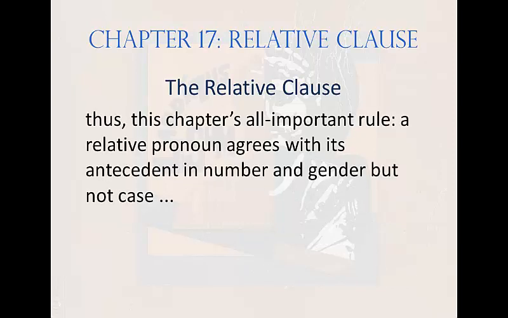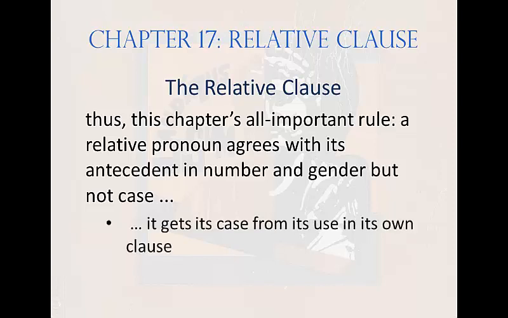Which brings us to the all-important rule for this chapter. A relative pronoun agrees with its antecedent in number and gender, but not case. It gets its case from its use in its own clause. Keep saying that until I say stop. I'm never going to say stop.